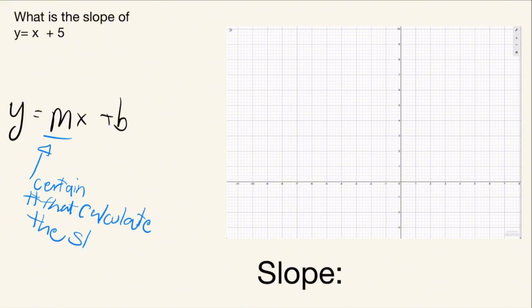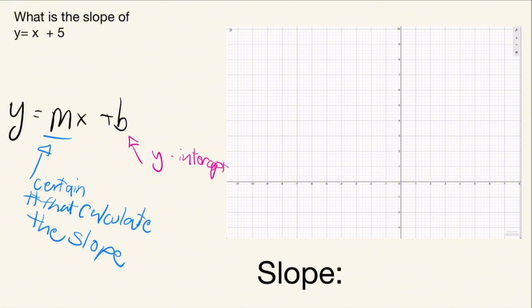Okay, and then the b, let's look at the b. The b stands for the y-intercept. And what is the y-intercept, you're asking? The y-intercept is where, like if there was a line, for example, it's where it would hit the y-axis right here.